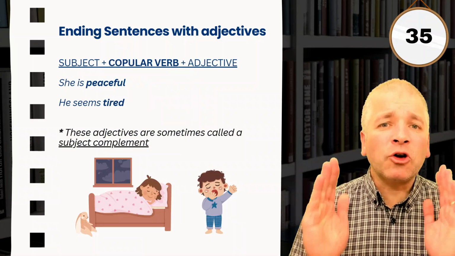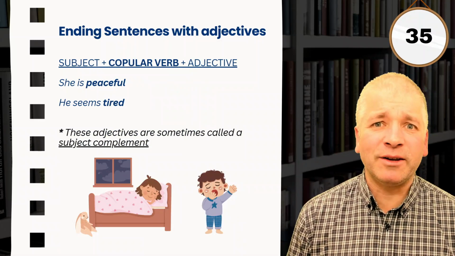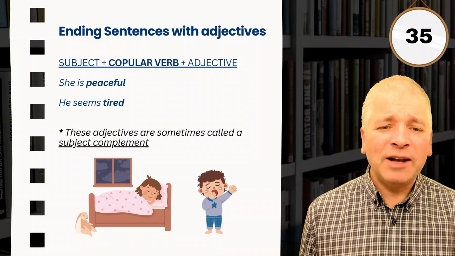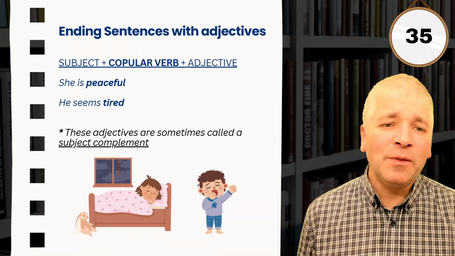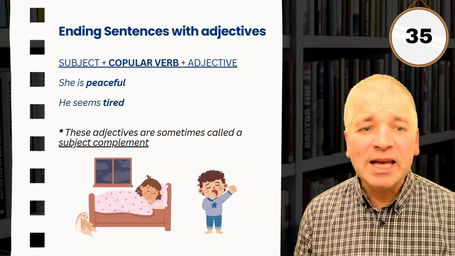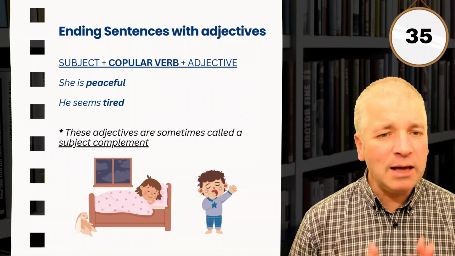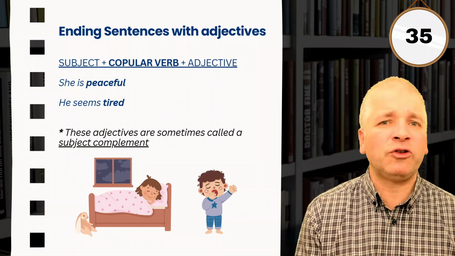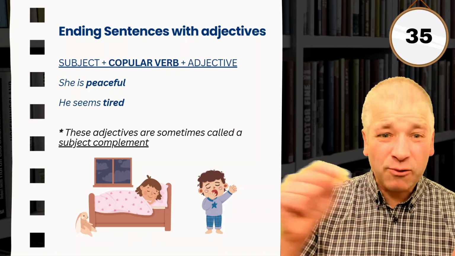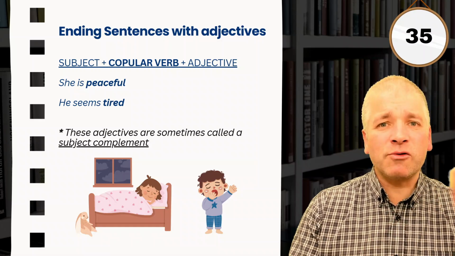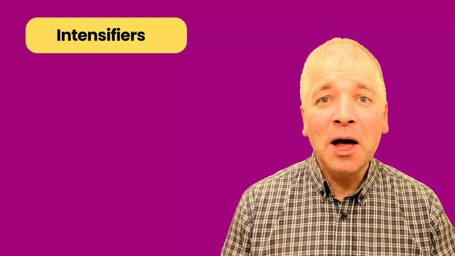And probably the most common reason that you'll have an adjective ending a sentence is when you have a subject followed by a copular verb. This is where you have an adjective that's sometimes called a subject complement. The adjective actually describes the subject. As you can see in the two pictures here, she is peaceful. Peaceful is the adjective. Is a copular verb, and that tells us that peaceful is describing she. She is not doing the activity. She is being described by peaceful. Or he seems tired. Seems is a copular verb. Tired describes the subject.